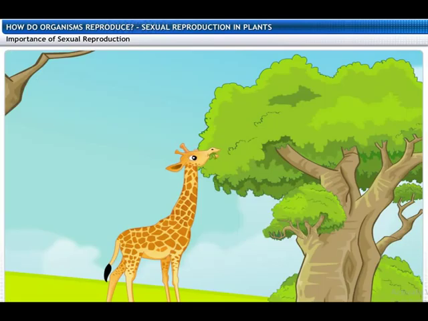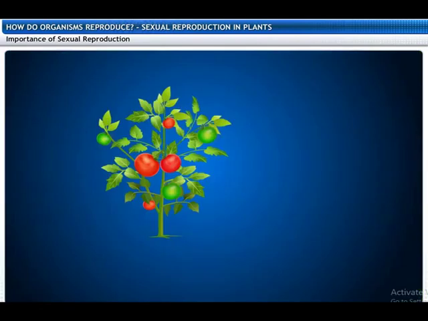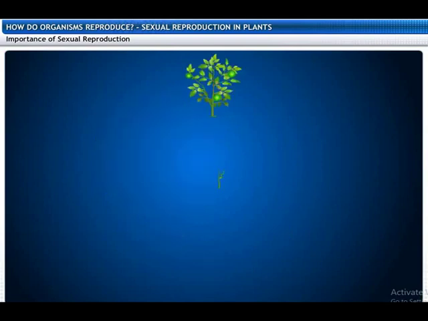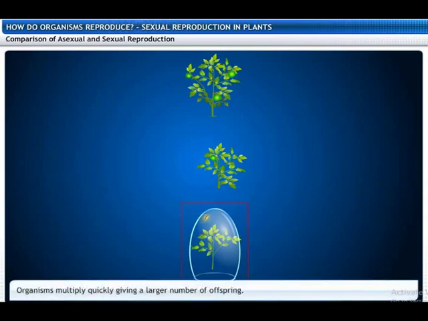For example, over generations, short-necked giraffes evolved to long-necked giraffes because their food was available only high up on the trees. Offsprings produced through sexual reproduction may be less susceptible to certain diseases. For example, tomatoes may gain resistance to bacterial diseases over generations through sexual reproduction. Did that sound complicated? Let me explain further.